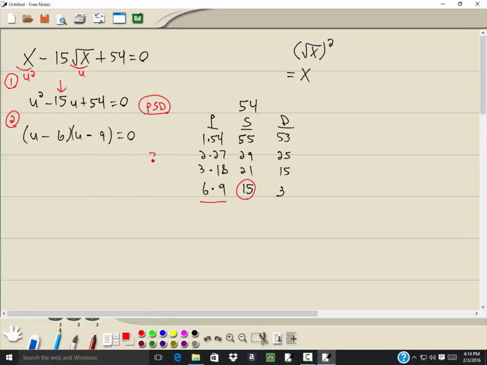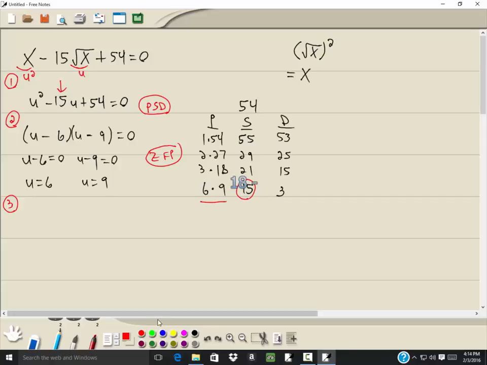Now, the zero factor property. The zero factor property says you get 0 on one side and you factor the other side. You set each factor equal to 0. So I'll set u minus 6 equal to 0, and I'll set u minus 9 equal to 0. Then it gives us u is equal to 6 and u is equal to 9.